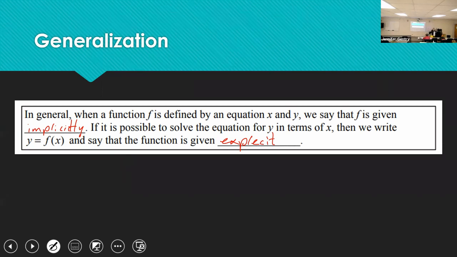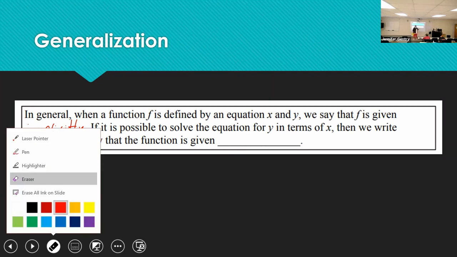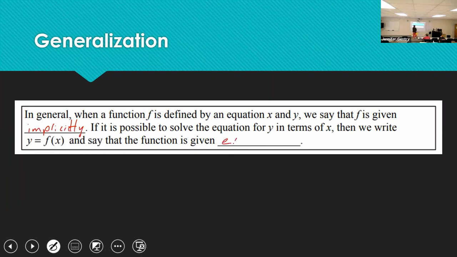Do y'all know what the word implied means? When you imply something? Implicit is related to the word imply. To strongly suggest. If I'm saying it explicitly, I'm telling you it's 4. You don't have to guess it's 4.